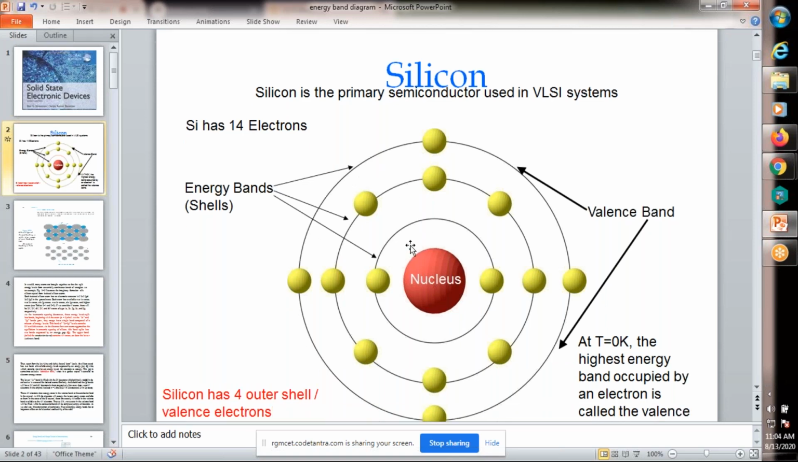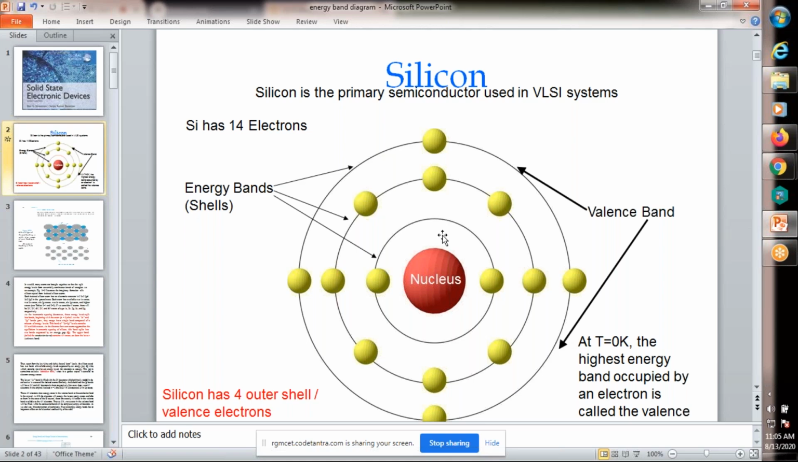Consider silicon. If it is a single isolated atom, these are the energy levels: 1s2, 2s2, 2p6. Each energy level is occupied by electrons in a specific electronic configuration. This diagram is valid only for a single isolated silicon atom.